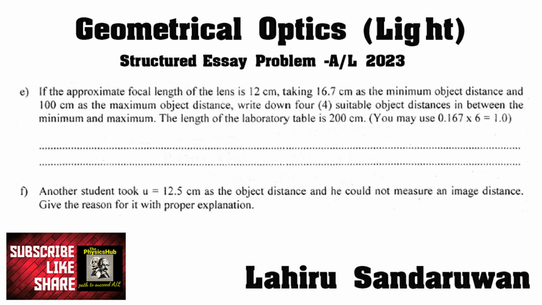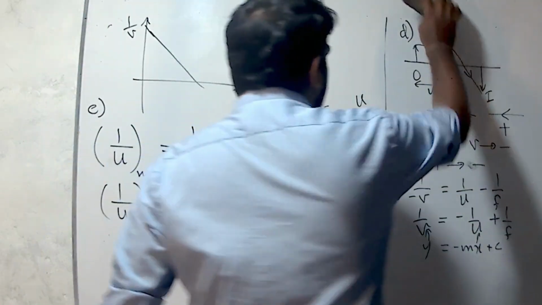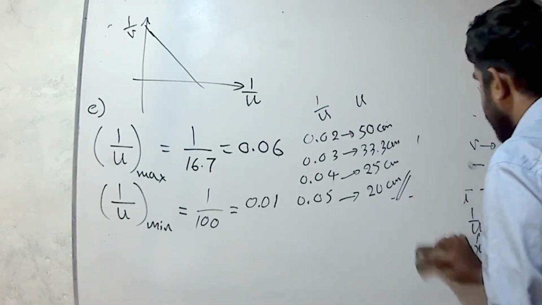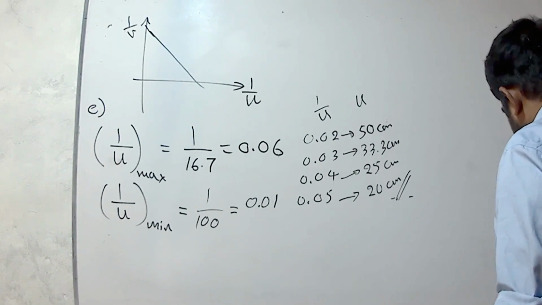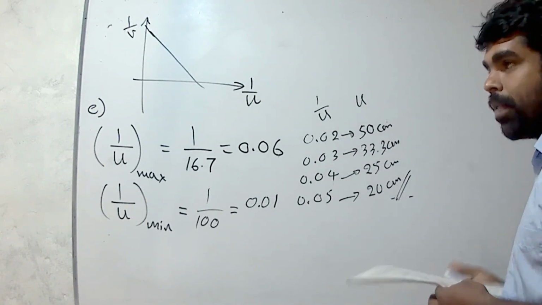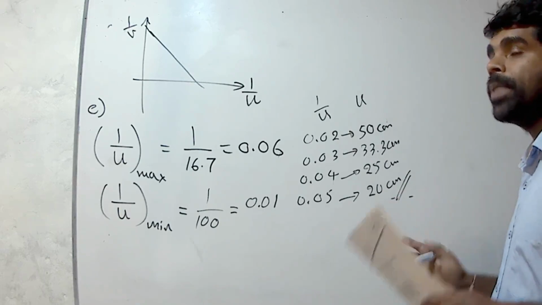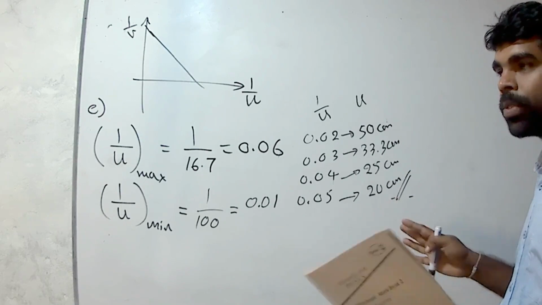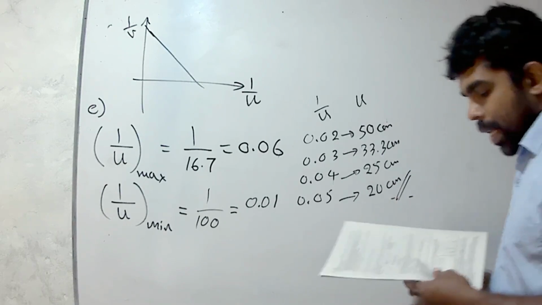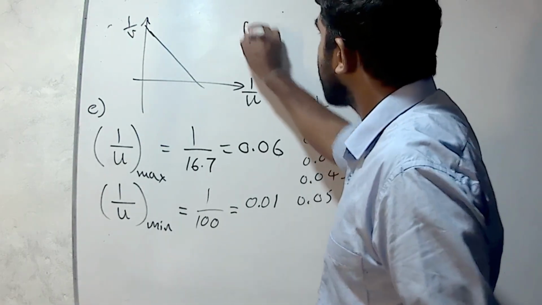Then part F, another student took U equals 12.5 centimeters as object distance and he could not measure the image distance. Give reasons for the proper explanation. If you are calculating the V value by using the given U value 12.5, V should be a larger value. Therefore, we can't observe it by using the length of the table. Then we can get the answer for part F.